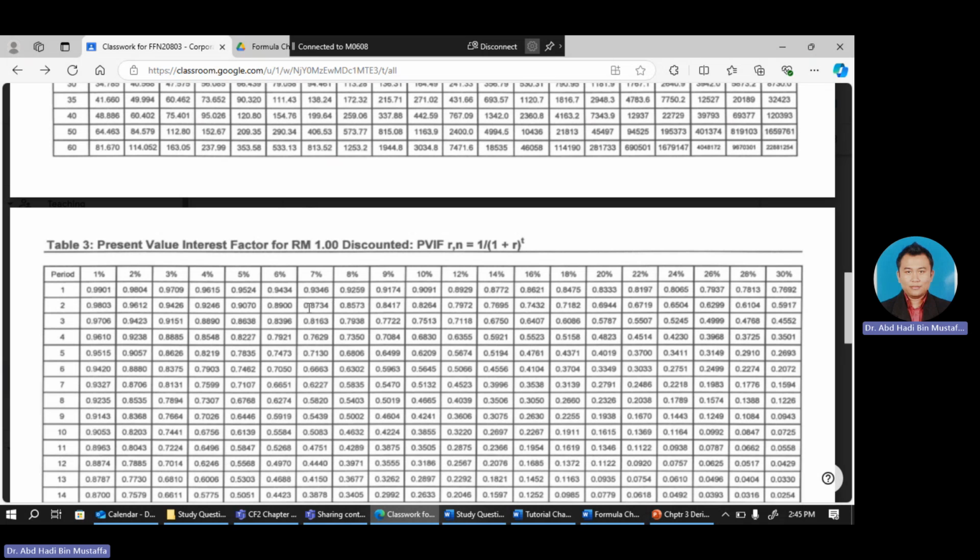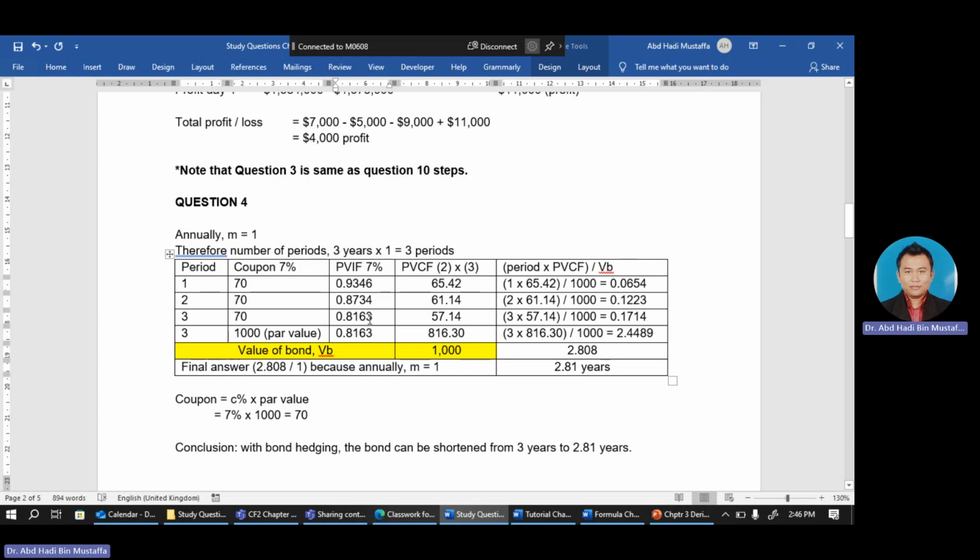0.9346, 0.8734, and 0.8163. So you just copy and paste here, for periods 1, 2 and 3. Remember, period 3 and period 3 are the same, so as expected you get the same answer here.